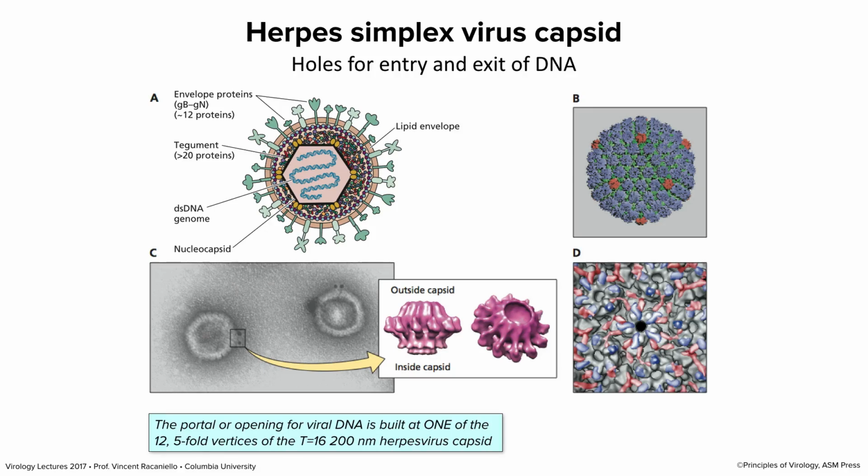Another interesting example of a more complex virus I want to show you is the Herpes simplex virus capsid. And I want to illustrate holes for entry and exit of DNA. So Herpes simplex virus is a bigger virus than we've talked about, 200 nanometers.